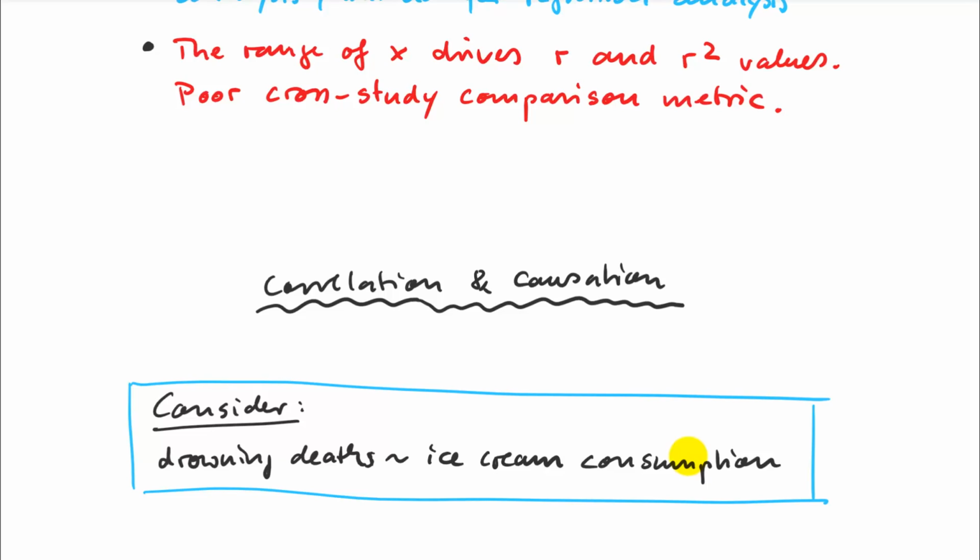And you could ask, is ice cream consumption causing drowning deaths? If people eat too much ice cream and then they go swimming, then they sink. What is going on, right?